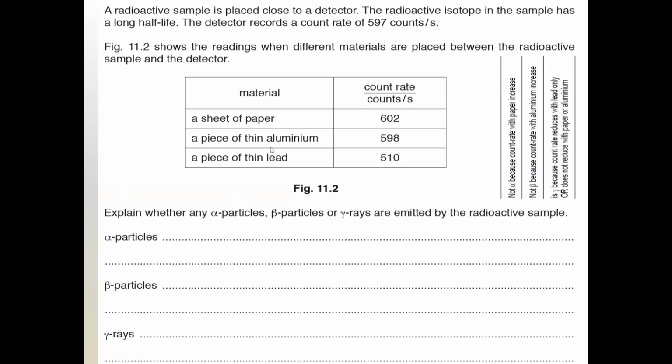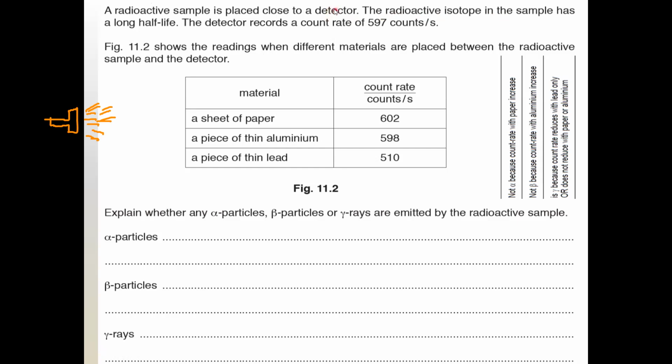For example, there is a radioactive source which is emitting out radiation. A radioactive sample is placed close to a detector. The radioactive isotope in the sample has a long half-life, like it takes a very long time to become half of its original value.